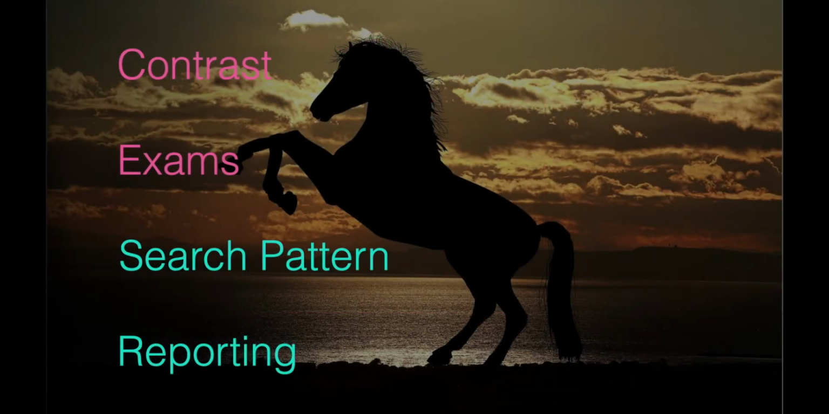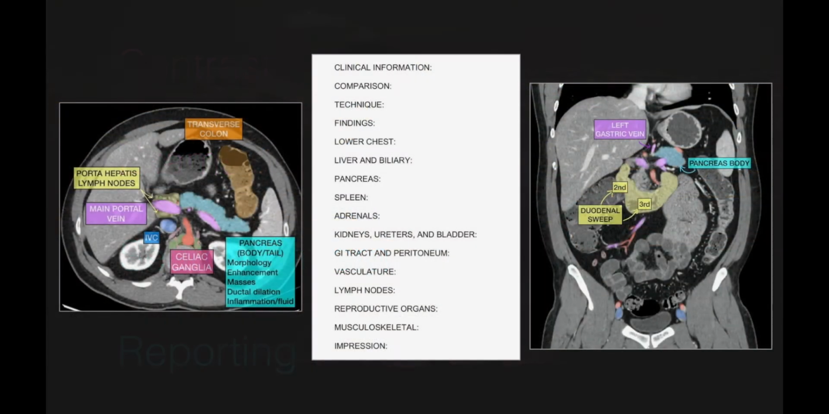So far, we've covered IV and oral contrast and different exam types, and now let's turn our attention to search pattern and radiology reporting. The basis of both imaging review and reporting is that of a search pattern. That is, reading the study the same way every time, systematically looking at all important structures. This example structured report in the middle highlights how abdominal CTs can be reported, starting with the lower chest, moving on to the abdominal organs, bowel, vessels, nodes, reproductive organs, and musculoskeletal structures and body wall.